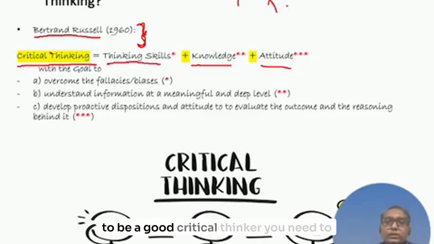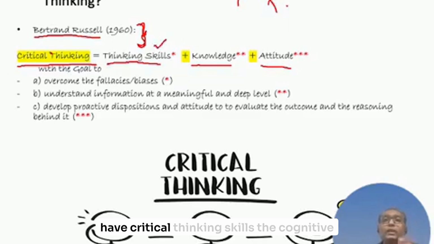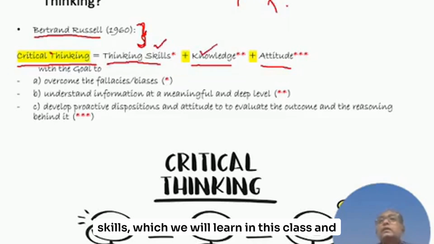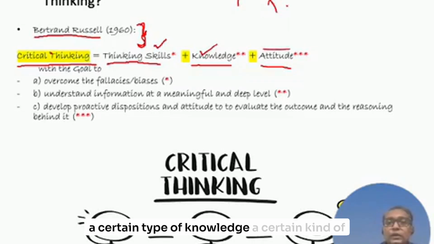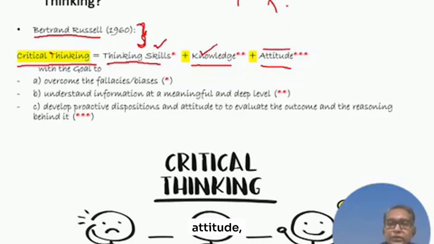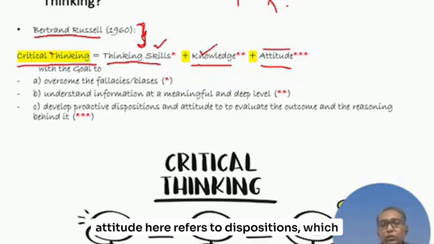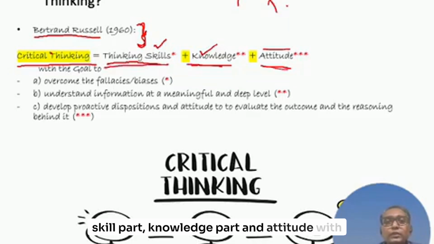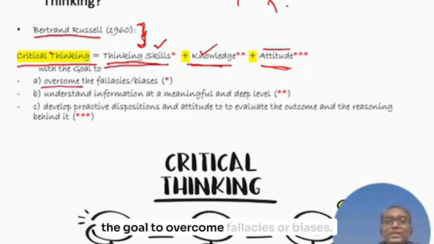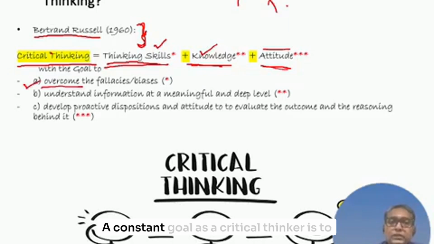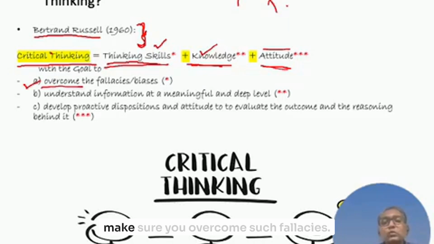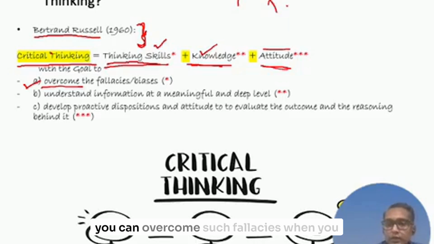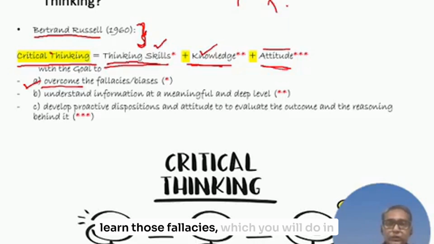To be a good critical thinker, you need to have critical thinking skills, the cognitive skills, which we will learn in this class, and a certain type of knowledge, a certain kind of attitude. Attitude here refers to dispositions, which we'll talk more about in the next slide. Critical thinking has the thinking skill part, knowledge part, and attitude, with the goal to overcome fallacies or biases. A constant goal as a critical thinker is to make sure you overcome such fallacies. You can overcome such fallacies when you learn those fallacies, which you will do in this class.